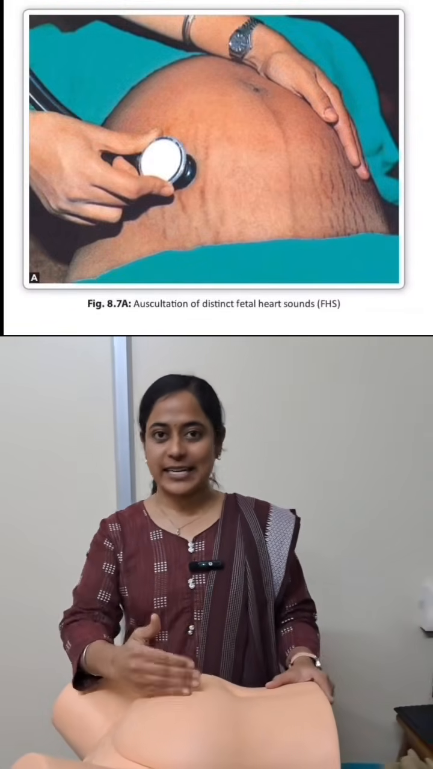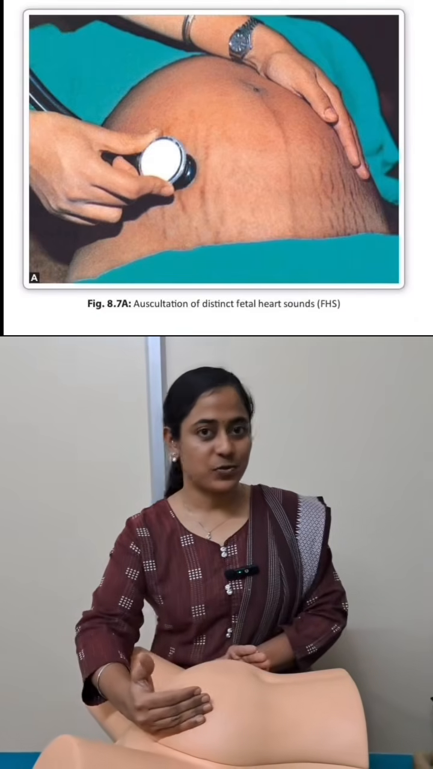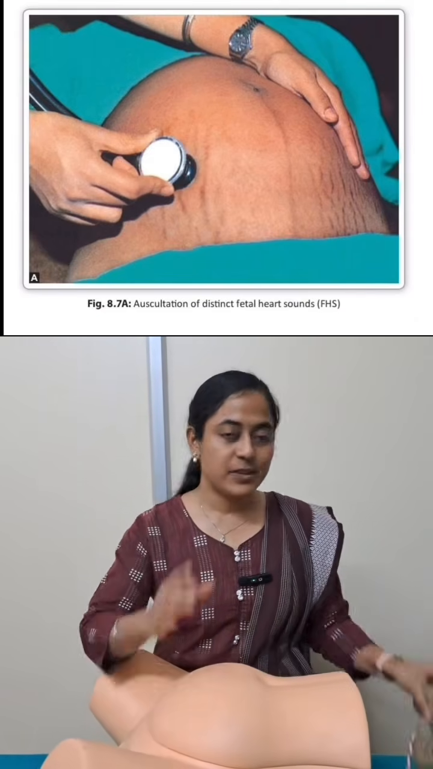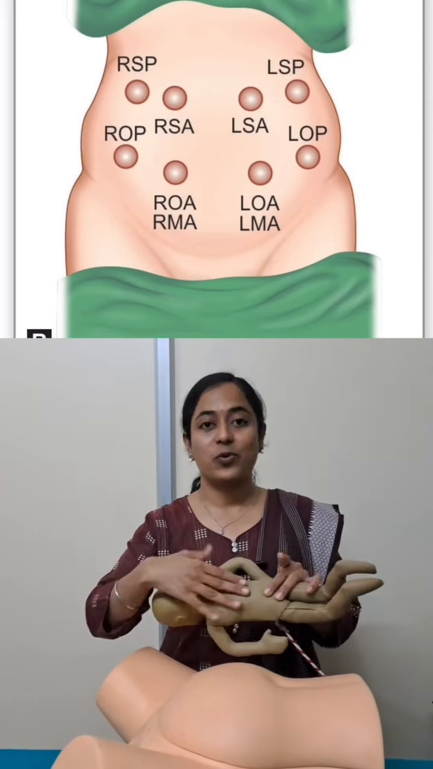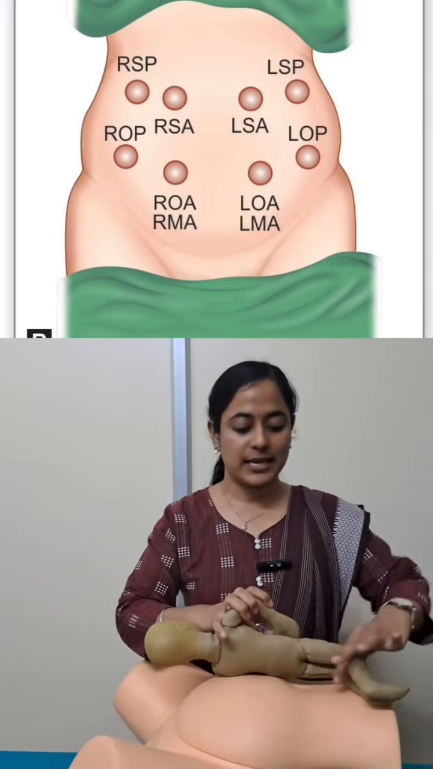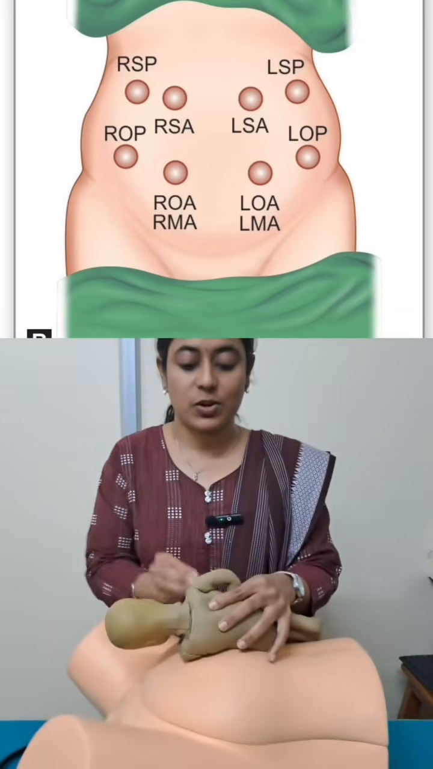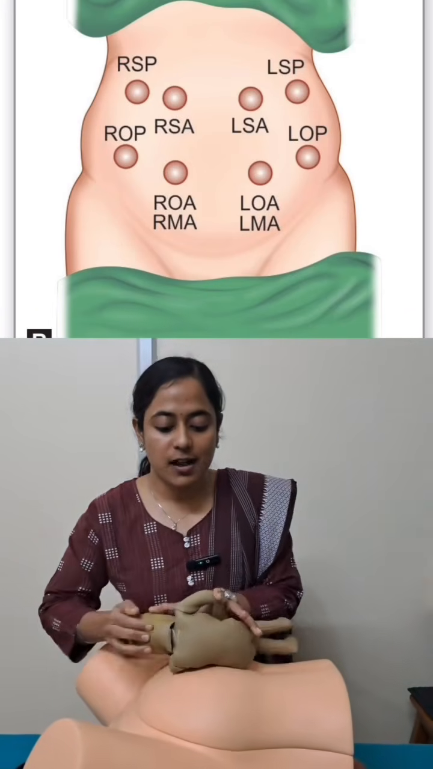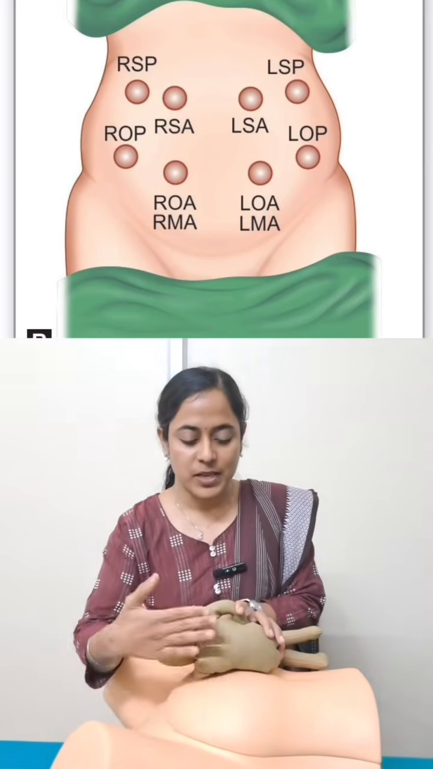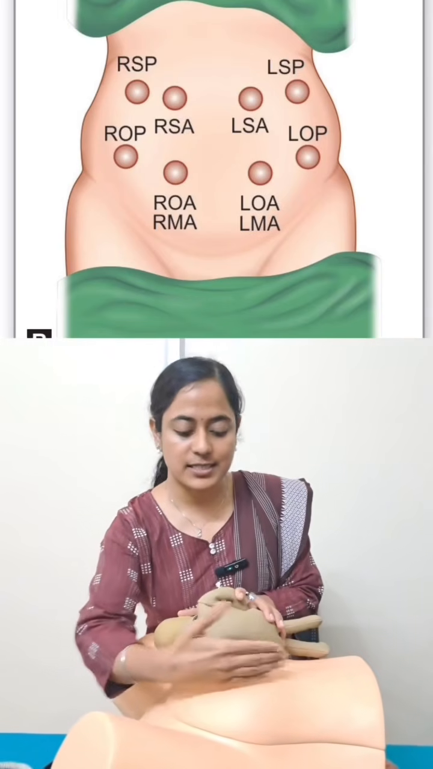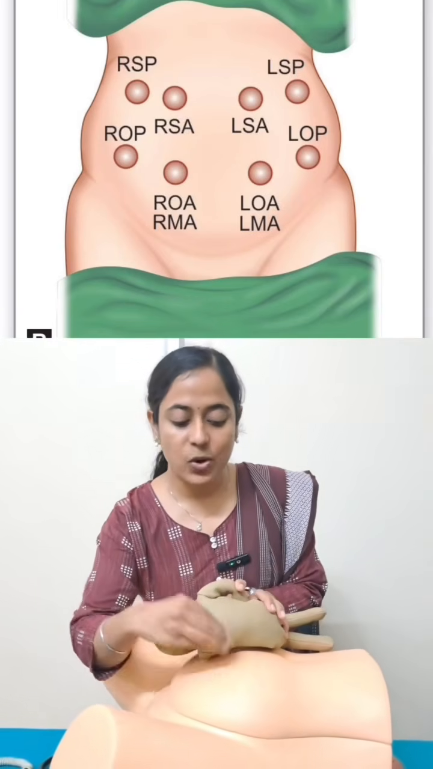In the lateral grip, we have located the back of the baby. The FHS is best heard at the back of the baby because the baby is in universal flexion position. So we can't hear the FHS on the front of the baby. So the FHS is heard at the back of the baby. In the lateral grip, we have assessed the back of the baby. Then we locate the point.